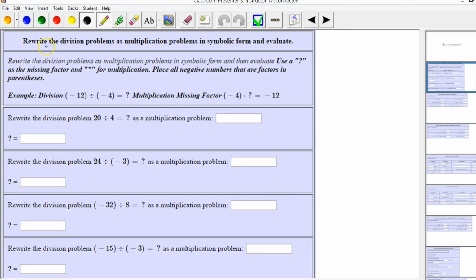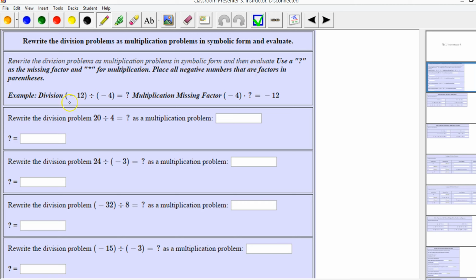In this example, we're asked to rewrite the division problems as multiplication problems in symbolic form and evaluate. So let's read the directions. Rewrite the division problems as multiplication problems in symbolic form, then evaluate. Use a question mark symbol as the missing factor and an asterisk for multiplication. Place all negative numbers that are factors in parentheses.